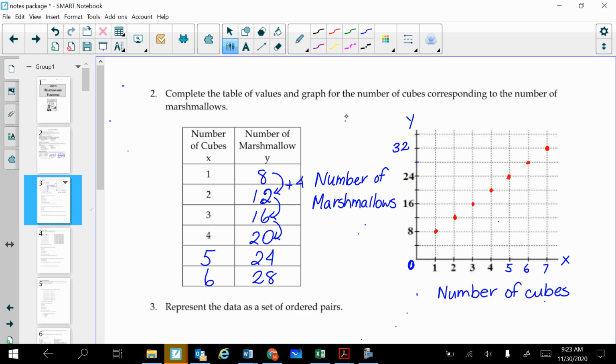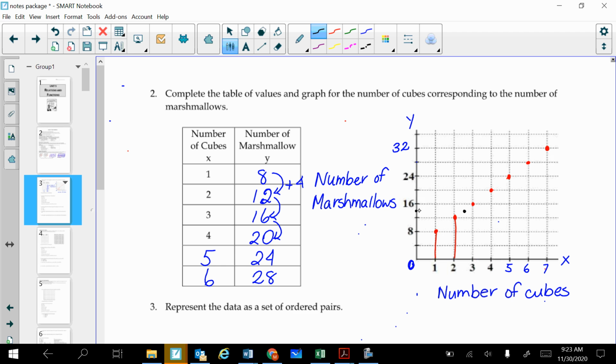Take a look at these points. When I had 1 cube, I had 8 marshmallows. That makes sense. When I had 2 cubes, I had 16 marshmallows. That makes sense. Does it make sense for me to plot a point right here? 2.5 cubes and whatever number of marshmallows that would be.